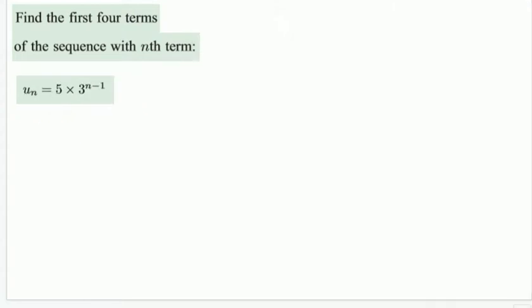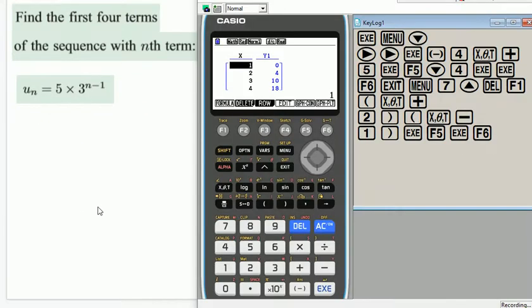Next question. So this is a bit more complicated. It's un equals 5 times 3 to the power n minus 1. We've still been asked to generate the first 4 terms. We're still going to use table mode. This is a geometric sequence for those of you who have been taught it. I don't think some of you have, but you will be very soon. And you don't really need to know it for this particular tutorial anyway.